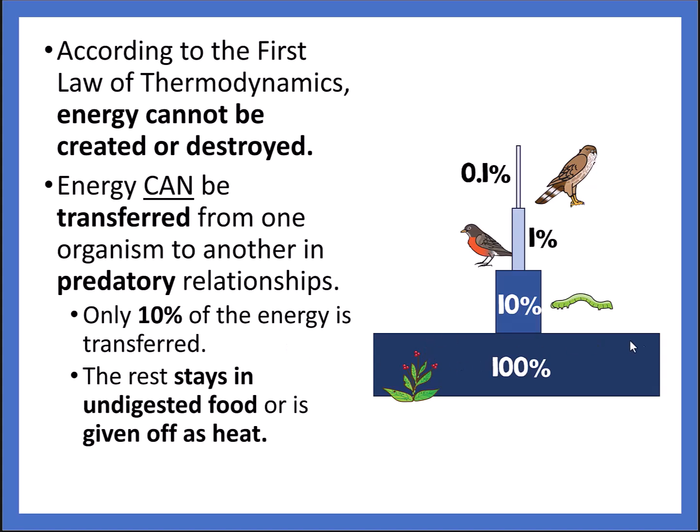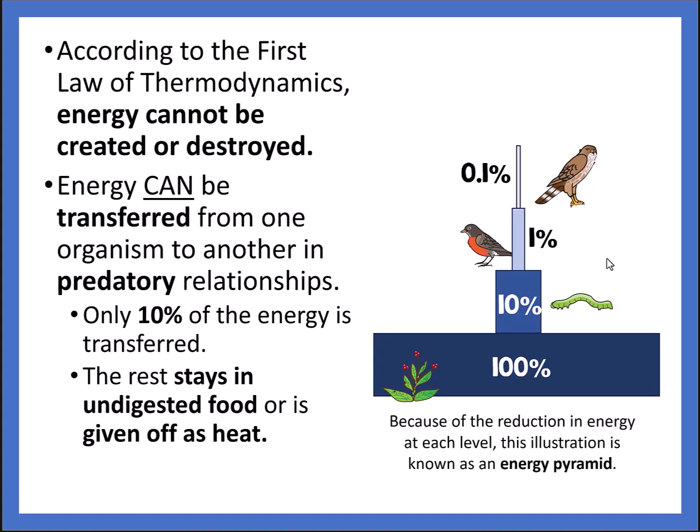So if we're starting with 100% of the energy that's available from this producer level, only 10% is going to be transferred up, and then 10% of that energy is going to be transferred to the secondary consumer level, and then only 10% of that energy can be transferred to the tertiary level. Because of the reduction in energy at each level, this illustration is known as an energy pyramid.